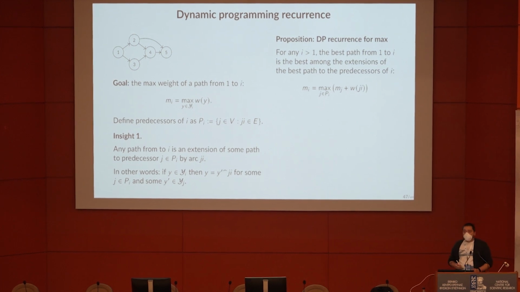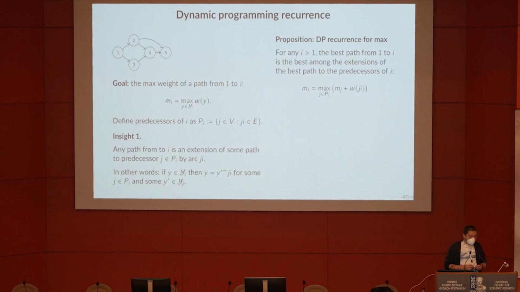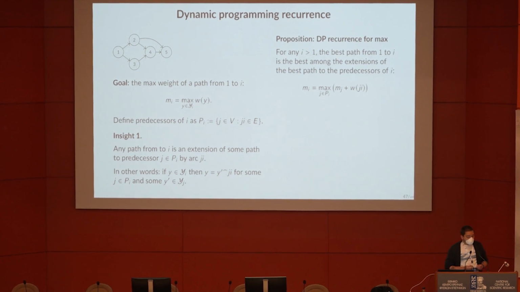Just from this, we can write the following recursive expression of the max weight. For any i greater than 1, the best path from 1 to i is the best among the extensions of the best path to the predecessors. So, Mj is the weight of the best path from 1 to j. Mi is the weight of the best path from 1 to i. But because j is a predecessor of i, that means that Mi has to be the best among this set of choices.